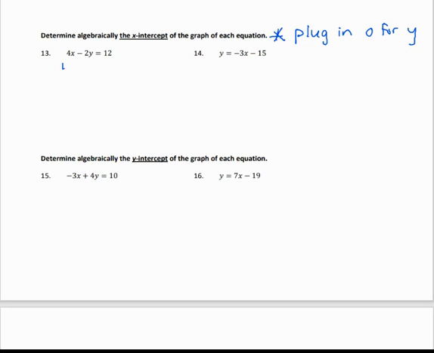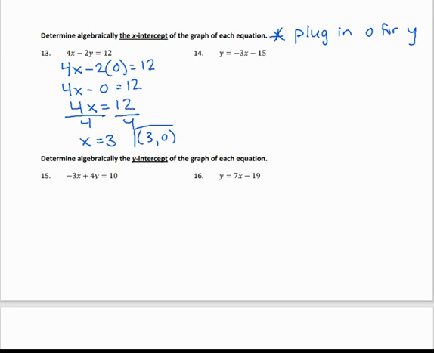So let's do 13. That means I leave 4x minus 2, but now that y becomes a 0. And good, Rory, I saw your message. So now we simplify. This is saying 4x minus 0. That just gives me 4x. And so to get x alone, we divide by 4. Remember to write your answer as an ordered pair. Don't just circle 3 here. It's 3, comma, 0. Any questions with that?